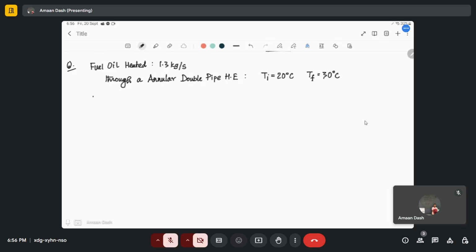And it is heated using water which is coming at a temperature of 70 degrees Celsius. Okay. And for the double pipe heat exchanger, the outer diameter is 2.13 centimeter and the inner diameter is 1.86 centimeter. Okay. And this is for the water side.